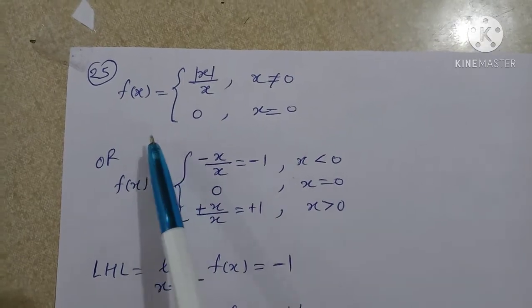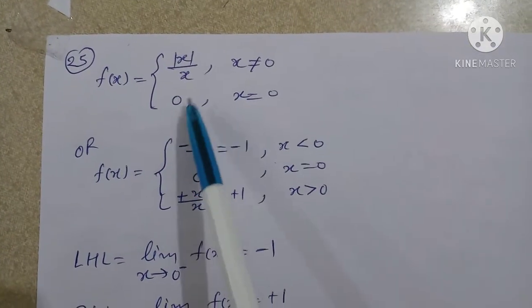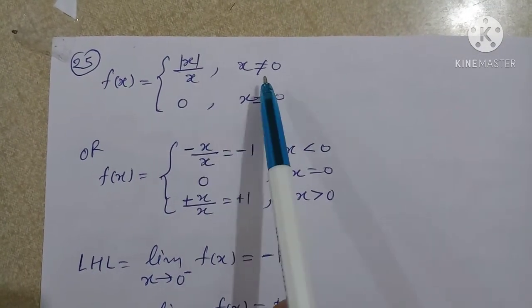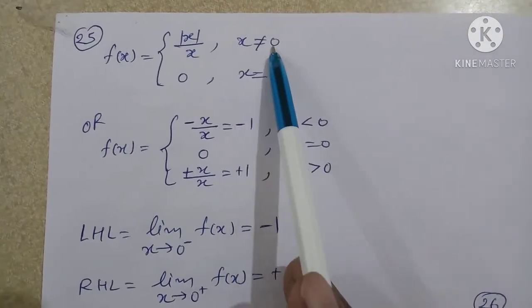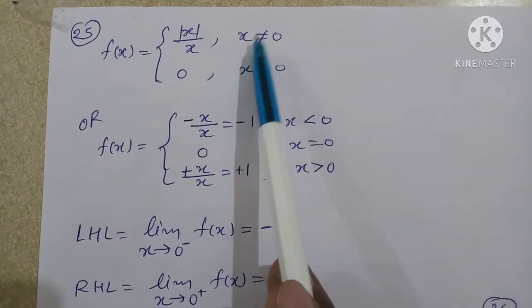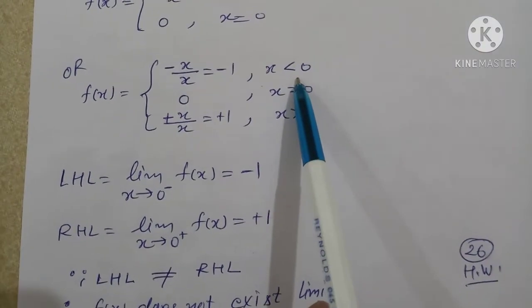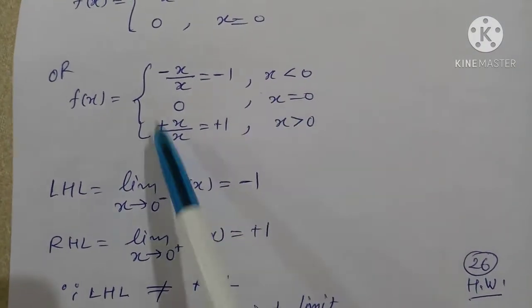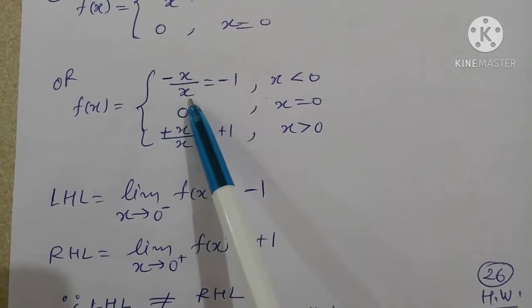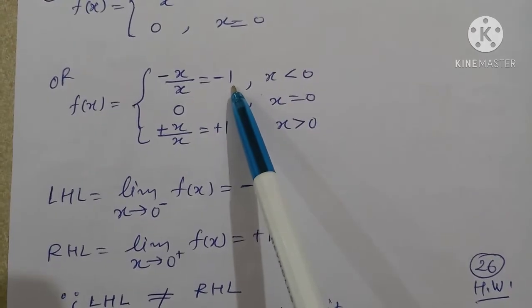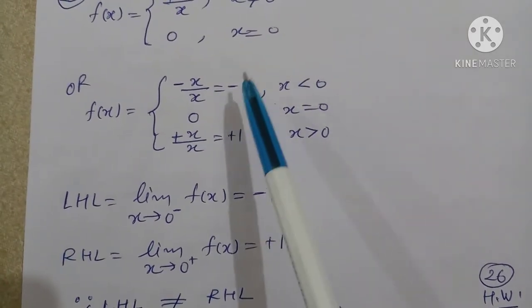Now next question number 25, which is a signum function: mod of x upon x when x is not equal to 0, and 0 when x is equal to 0. So when x is not equal to 0, it means either negative or positive. If x is negative, meaning less than 0, then when we remove this mod we will get minus x. So plus x and minus x cancel out. It means the function is only minus 1.